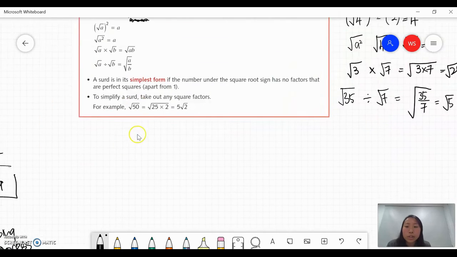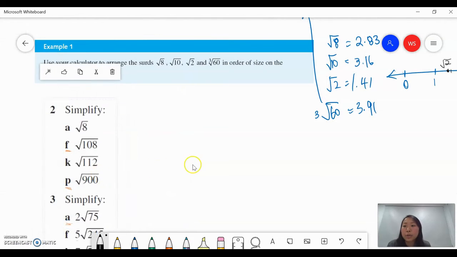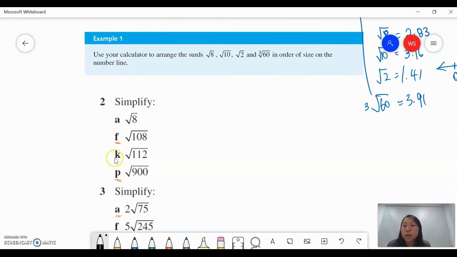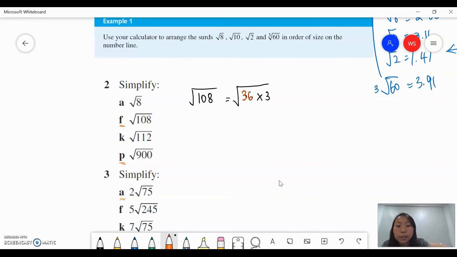Now let's try a couple of questions together as we simplify surds. In your exercise for today, you'll be able to complete questions 1 all the way to 6. I'll do just a couple of examples for each of them. Okay, question 2F, we have the square root of 108. We can factorize it in terms of factorizing our perfect square. So 108 can also be rewritten as 36 times 3. If you put that in the calculator, it should give you 108 there, right? So what you're doing is actually drawing out that perfect square.